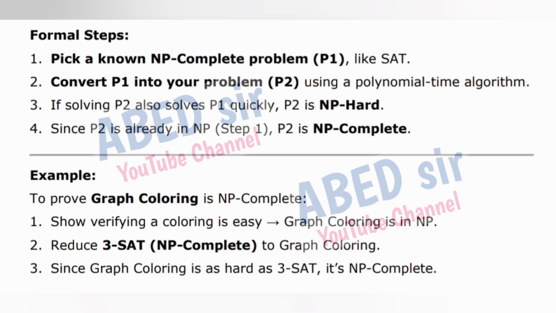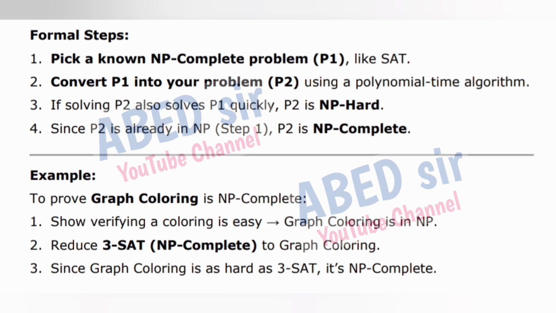Formal steps. 1. Pick a known NP complete problem, P1, like SAT. 2. Convert P1 into your problem, P2, using a polynomial time algorithm. 3. If solving P2 also solves P1 quickly, P2 is NP hard. 4. Since P2 is already in NP, step 1, P2 is NP complete.